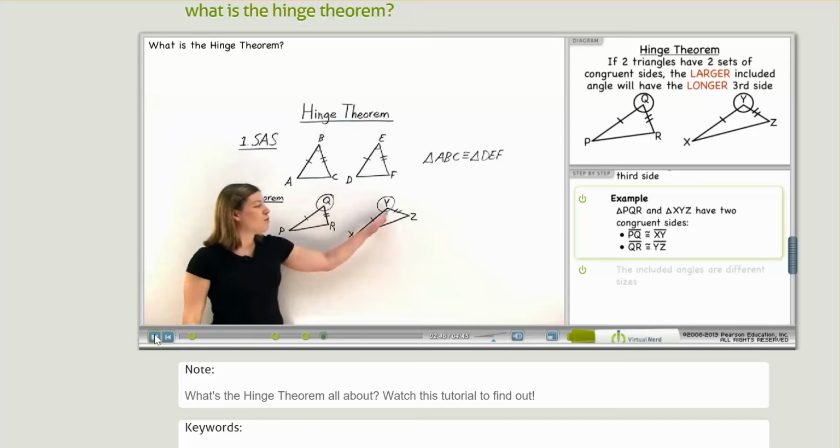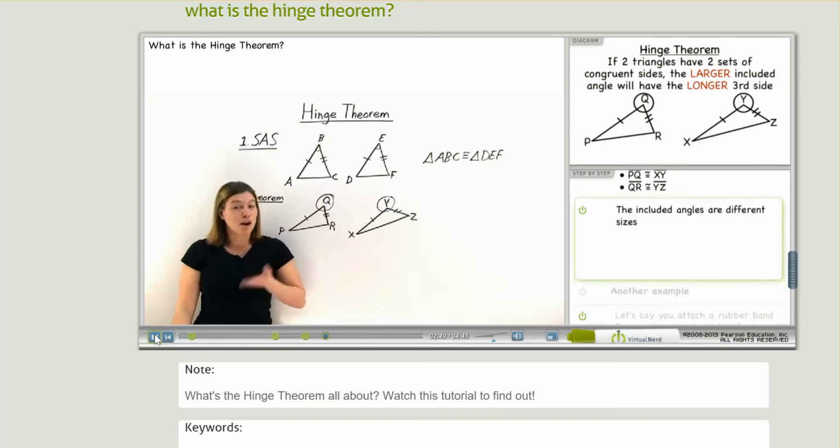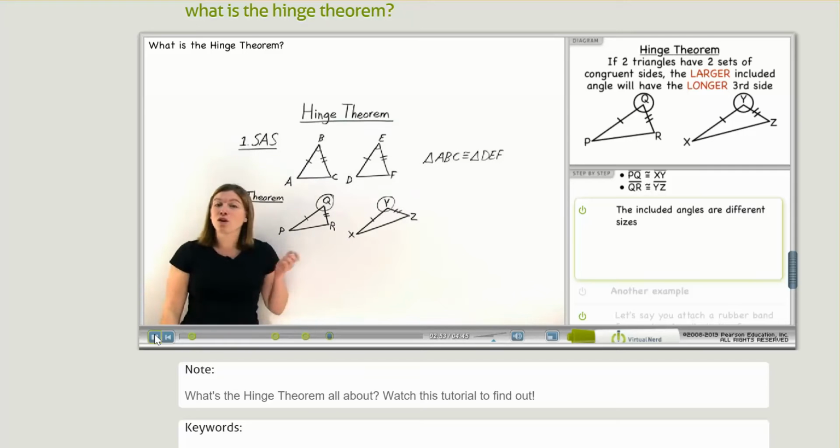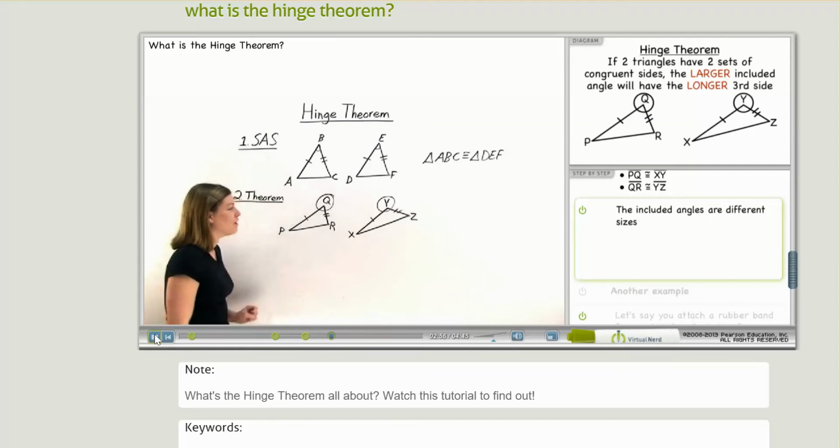Now, what if these two angles are not congruent? What if one of them is larger than the other? Well, the hinge theorem states that the triangle with the larger included angle will have the longer third side.